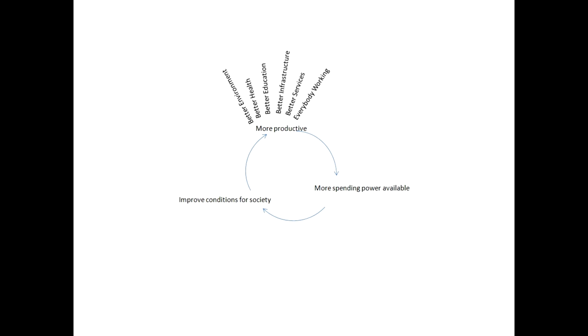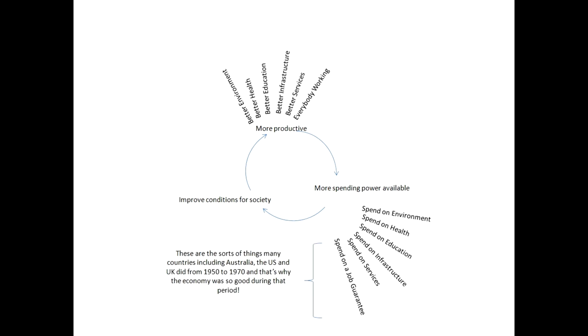So all these things add up to allow us to have more spending power available, more government spending power. And so then what could we do with that government spending power? Well, of course, we could spend it on those sorts of things again. Spend it on the environment, health, education, infrastructure, services, and a job guarantee. And what's that going to do? It improves conditions for society, but then that improved condition for society, with healthier, happier, more educated people more able to contribute to the productivity of the economy, is going to make the economy more productive again. And around we go in a circle.